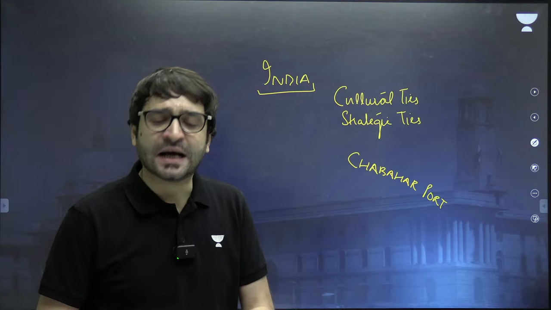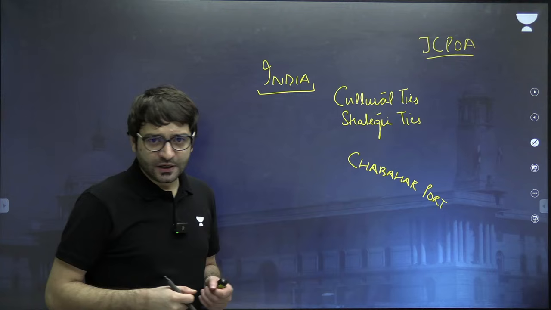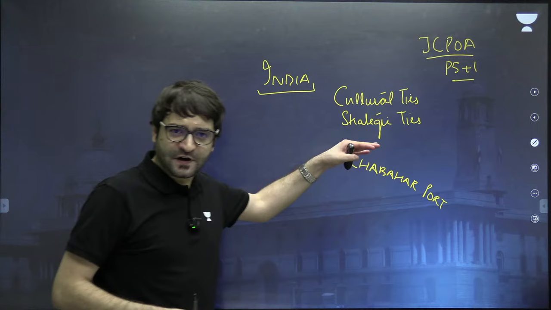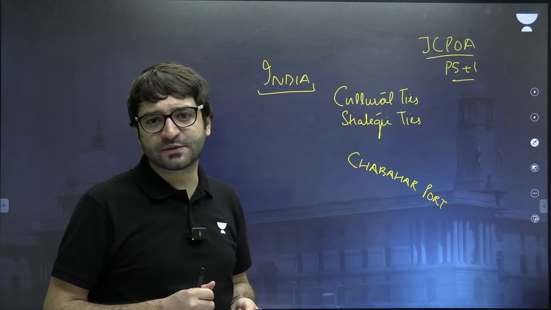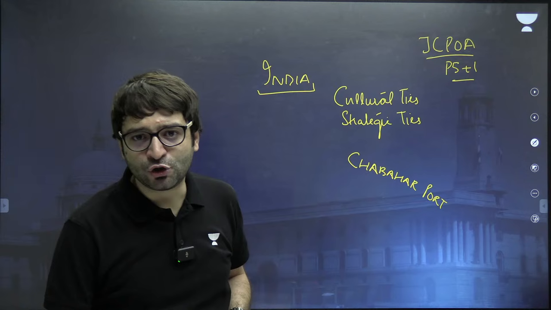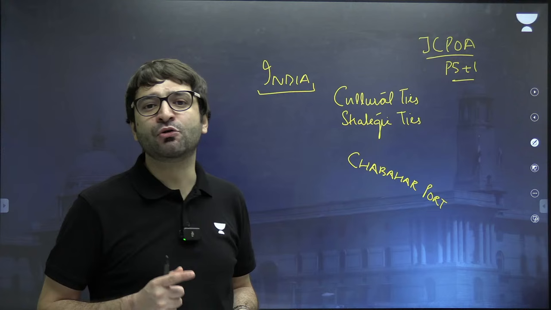There was an agreement called the Joint Comprehensive Plan of Action, also known as the Iranian Nuclear Deal, which was signed between the P5 plus one countries and Iran. The five permanent members of the United Nations Security Council, which are US, UK, France, Russia, and China, plus Germany, which is not a permanent member of the Security Council. By this landmark agreement, Iran gave up its potential to manufacture a nuclear bomb.